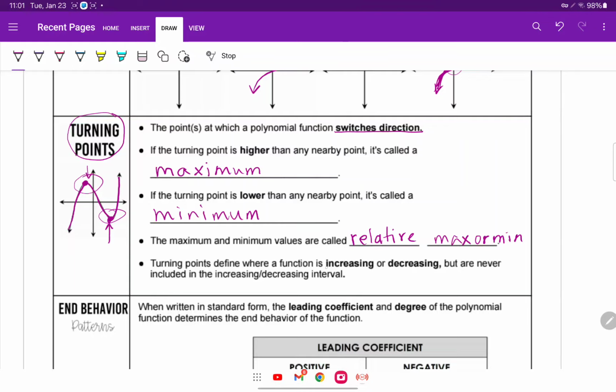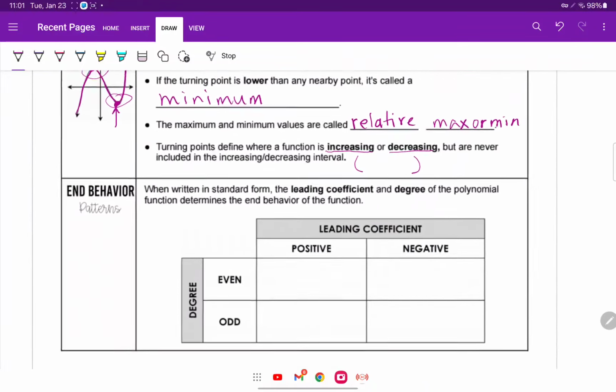Now, turning points are basically going to show you where the function is changing from increasing to decreasing. But remember, you never include turning points when we're describing that interval. And so remember, these intervals are always parentheses.